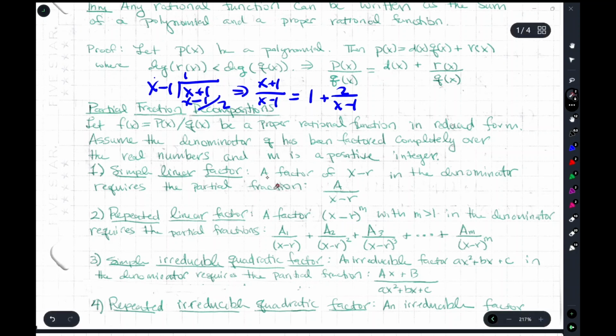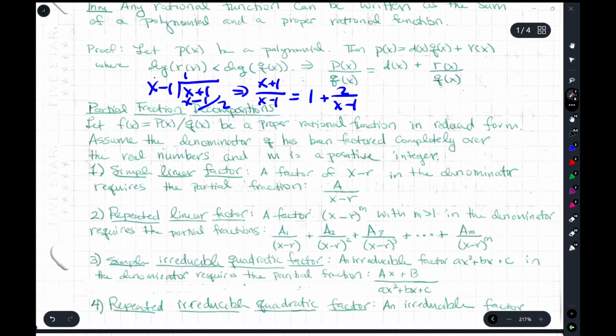Then for any factor in the denominator that looks like x minus r, you write out a partial fraction for it. That's A over x minus r, where A is a constant and x minus r is the factor in the denominator. Sometimes you don't get just a simple linear factor, you'll get a repeated one.